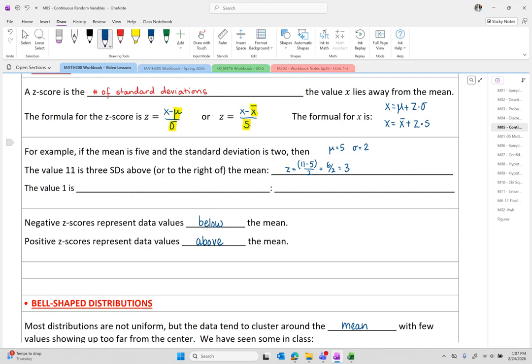The value 1 is, let's find out, 1 minus 5 divided by 2, that will be negative 4 divided by 2, which is negative 2. So that is 2 standard deviations below the mean. And that will mean this will be to the left of the mean.